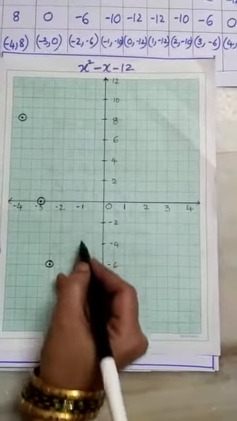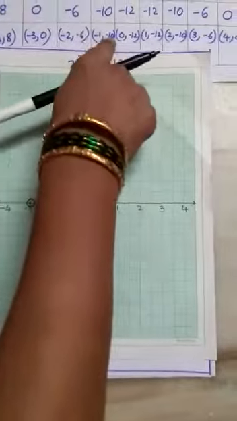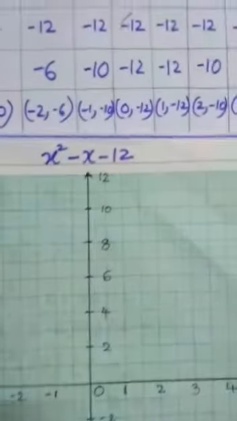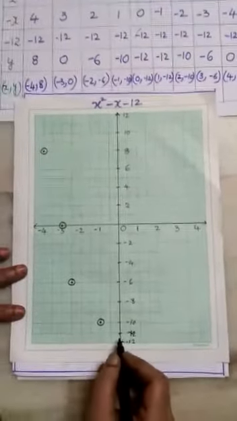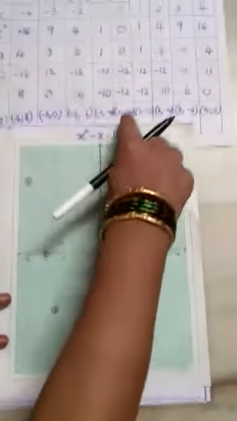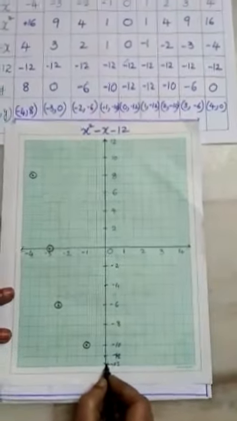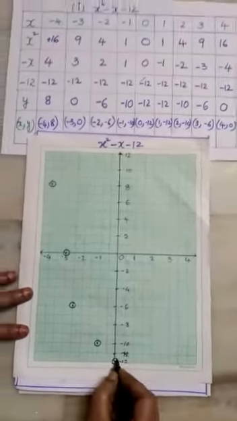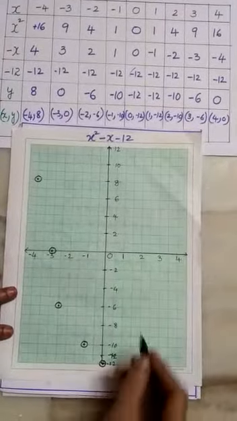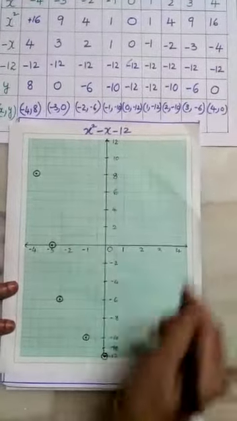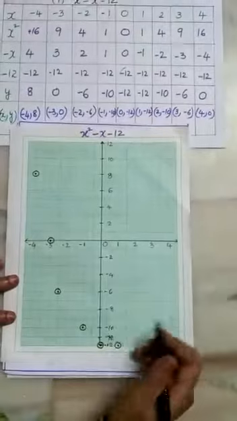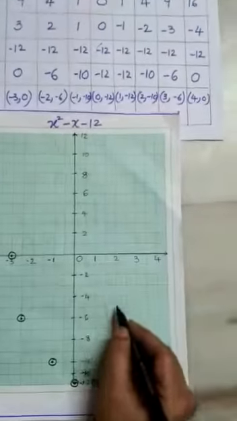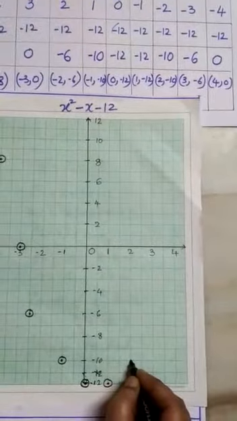Now, the next point is x minus 1 and y minus 10. You see here, minus 10. So minus 1, minus 10. The point is here. Now, the next one is x 0 and y minus 12. That means x 0 means you will get the point on the y-axis itself. So the next point is here. The next one is 1 and minus 12. So plus 1, minus 12. The point is here. Now, 2, minus 10. X is 2 and y is minus 10. The point is here.